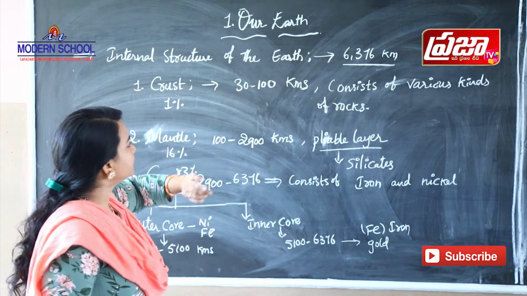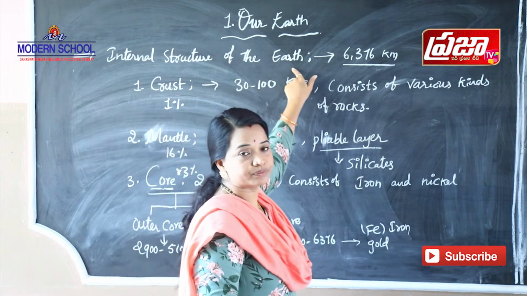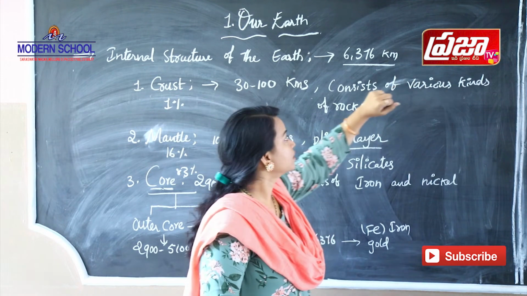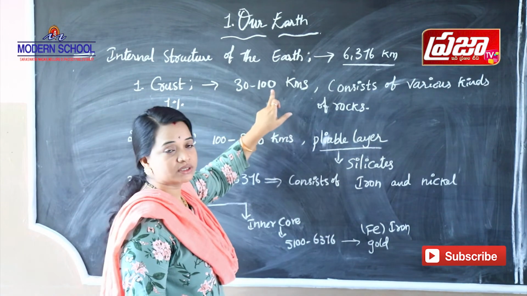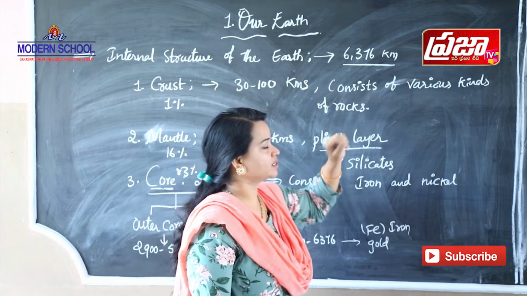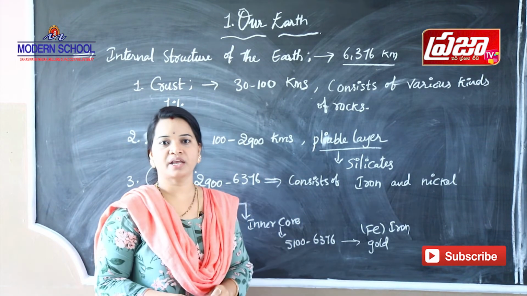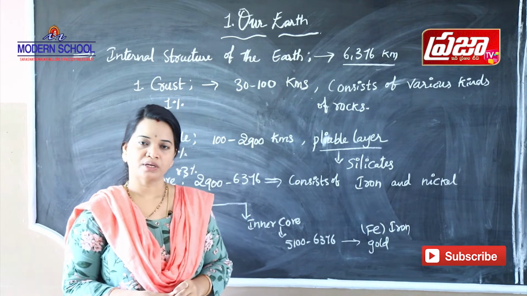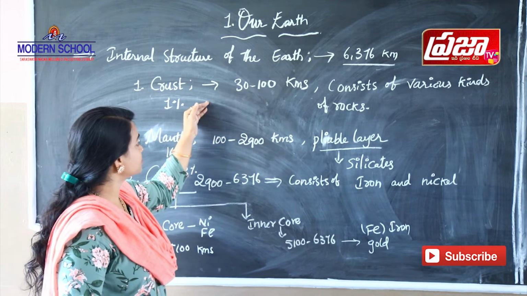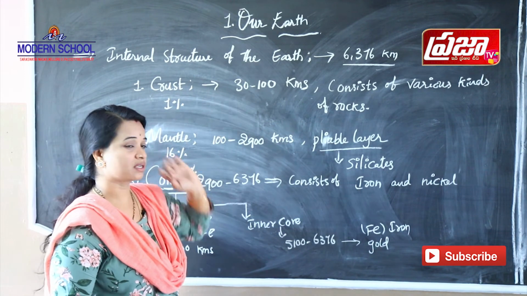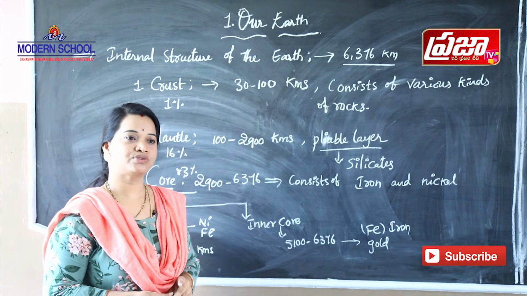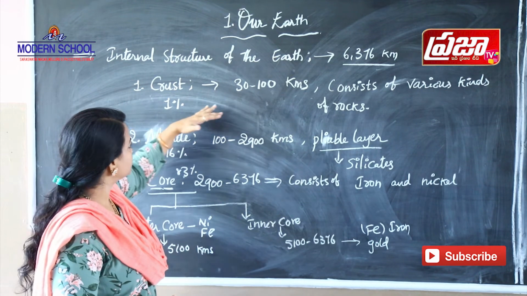Coming to the details, the radius of the earth is up to 6,376 kilometers. The crust extends 30 to 100 kilometers in the radius of the earth. It is just 1%, and it has various kinds of rocks, and it is the thinnest layer of the earth on which we live, and it is our responsibility also to protect the crust, because we have been damaging the crust continuously for decades for the sake of mines and bore wells, etc. So it leads to heavy earthquakes. So it is our responsibility to protect the crust.